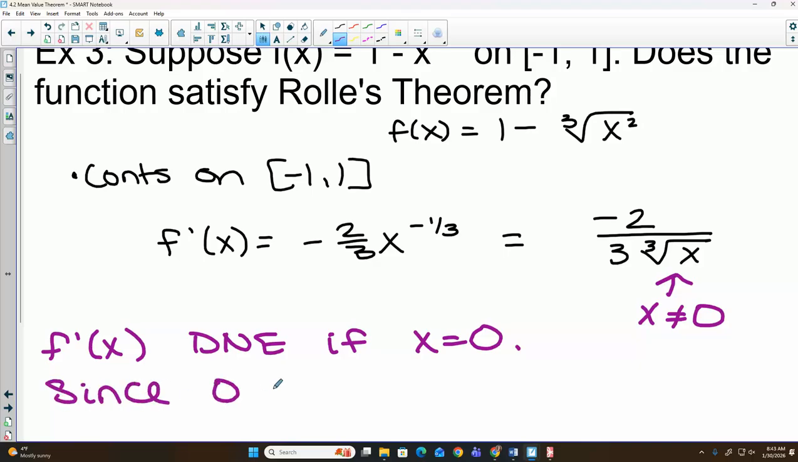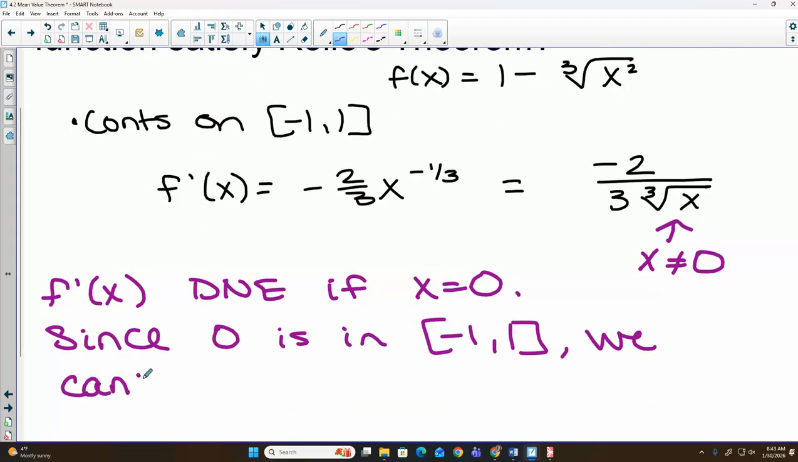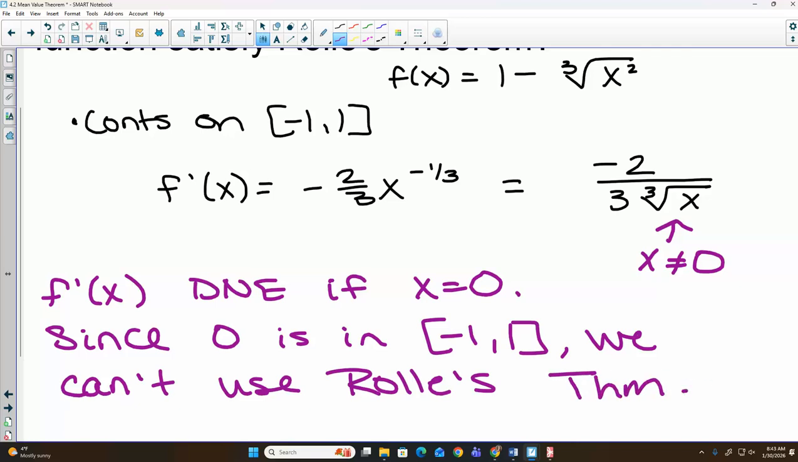Since 0 is in the interval negative 1 to 1, we can't use Rolle's theorem. Okay, my criteria weren't all met. We can find a derivative, but there is an x value where it doesn't exist. Now, if my interval were 1 to 2, could we do Rolle's theorem? Yes, because then 0 wouldn't be in that interval. All right. Any questions? That's where I'm going to stop.